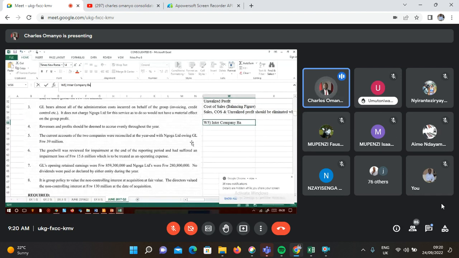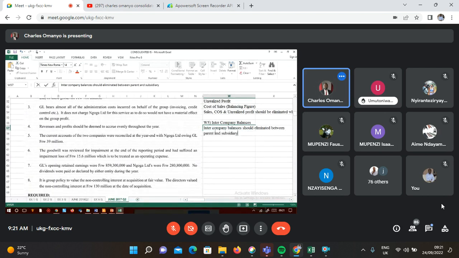Intercompany balances. So the point I'll make, intercompany balances should be eliminated between parent and subsidiary. In other words, deducted from receivables and payables. I will explain that receivables and payable in statement of financial position. So I'll explain that when we are doing the statement of financial position, but it's good to note it so that we don't forget it.